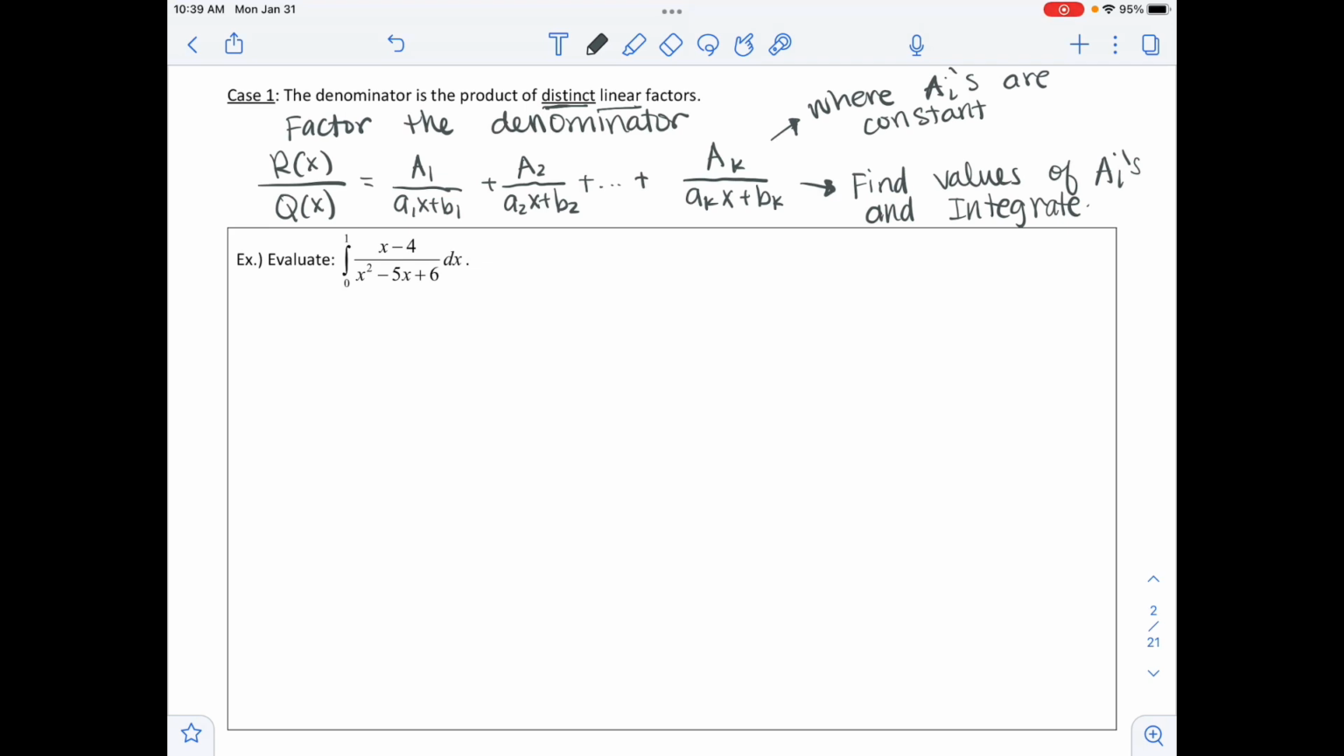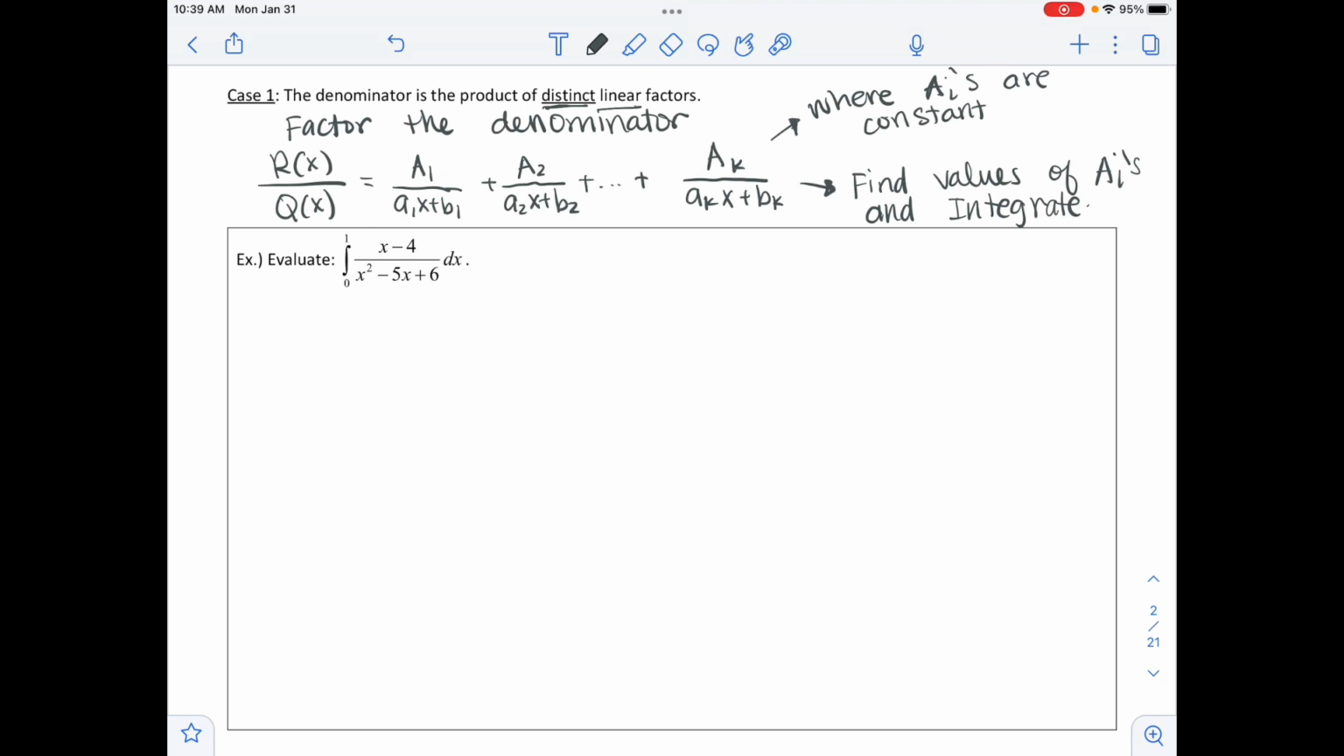And as you factor the denominator, you're going to have a1x plus b1 as one factor. Another factor is going to be a2x plus b2. And those a's are going to be constant. We're going to go ahead and use some algebra to manipulate this and find those values of those capital A's, and then we'll be able to integrate.